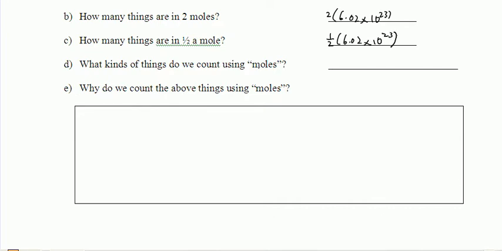What kinds of things do we count using moles? Well, the major thing is just atoms. We also could say compounds. Another word for compound is molecules.